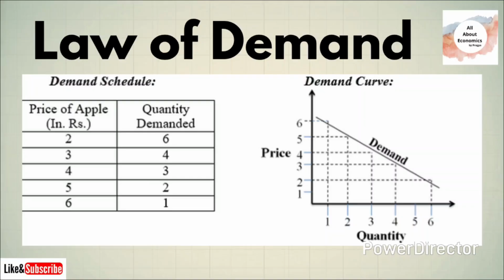Now let's plot these points on the curve. So we are taking the x-axis and y-axis. On the x-axis we are taking quantity demanded, and on the y-axis we are taking the price. Now let's plot the points one by one.